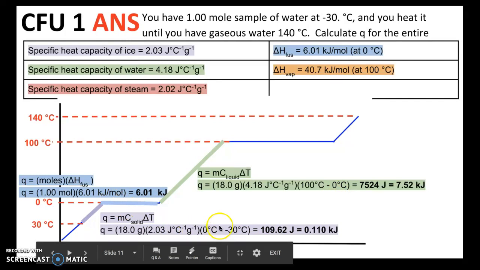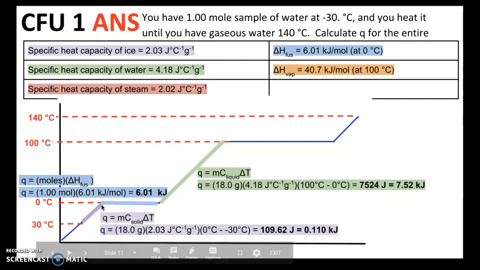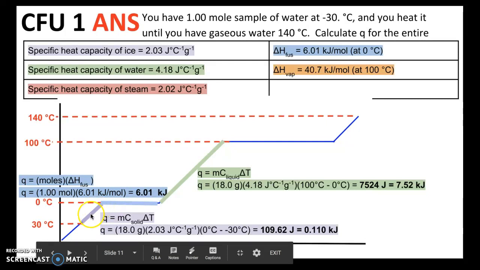If we go back to the purple segment here, the final temperature would be at 0 degrees, because that's the last temperature at which I can use this equation, the last point of the diagonal, and then initial was negative 30. Again, this should be negative 30.